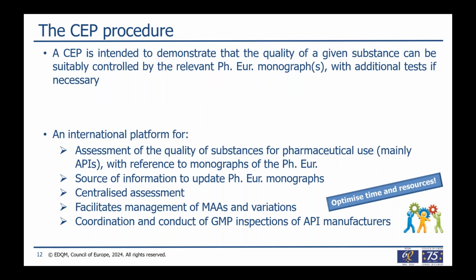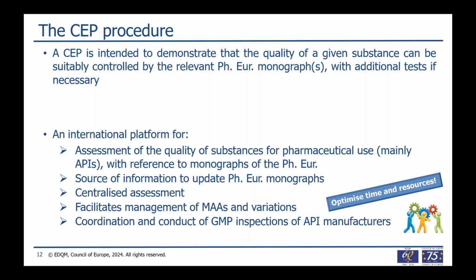As mentioned previously, the CEP is intended to demonstrate that the quality of a given substance can be suitably controlled by the relevant European Pharmacopoeia monographs with additional tests if necessary. The main purpose of the CEP procedure is to perform assessments of the quality of active substance on the basis of the monographs of the European Pharmacopoeia.